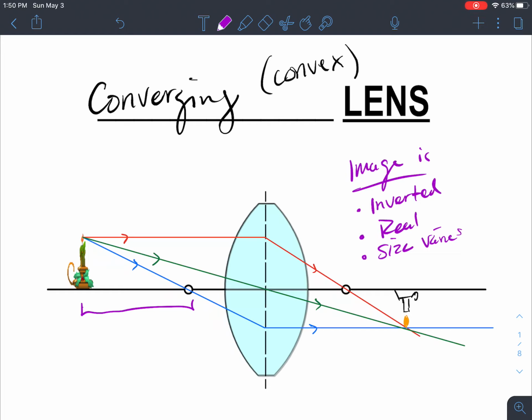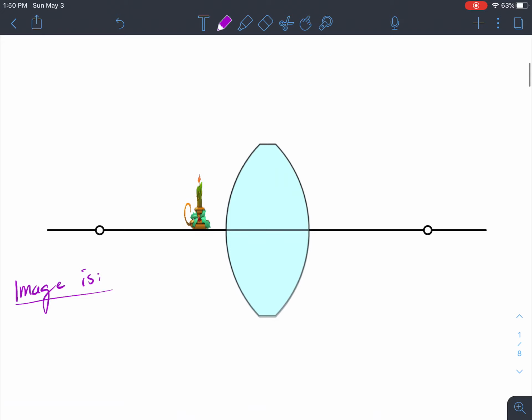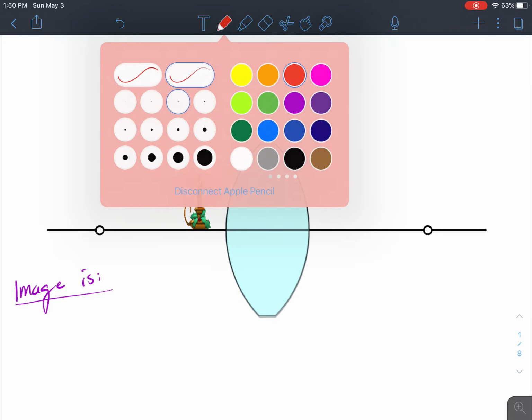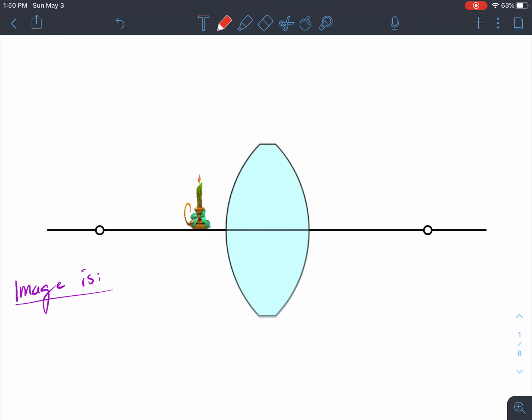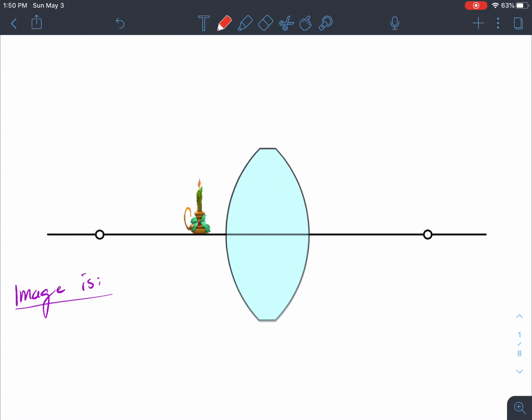If we moved our candle closer or further to the focus point on the left side, you're going to see the size change. So we're going to just say it varies. Okay, so that's the very first problem. Let's go down and look at a different example, also with a converging lens. This one, you'll notice that the object is inside the focal distance. In this one, it was outside. Okay, so we're going to still use the same rules, however.